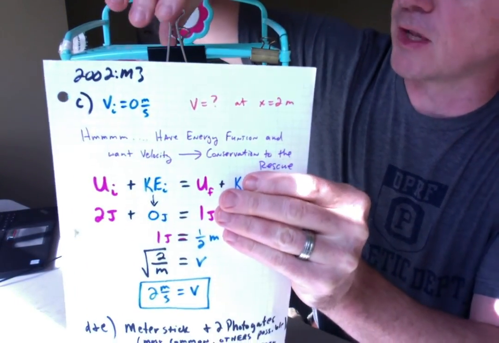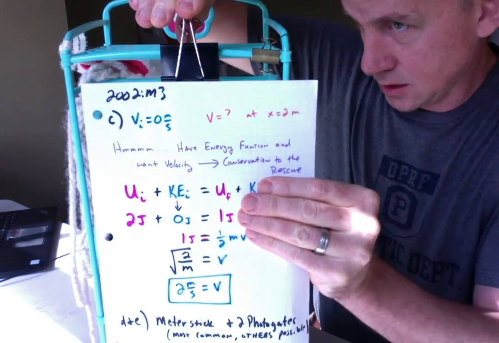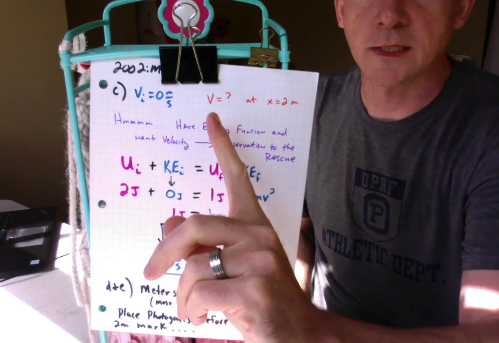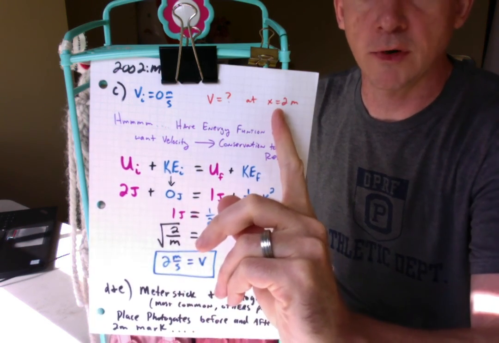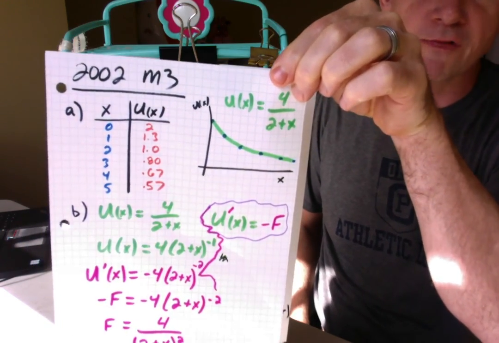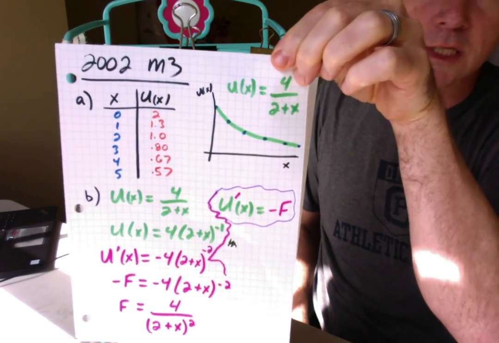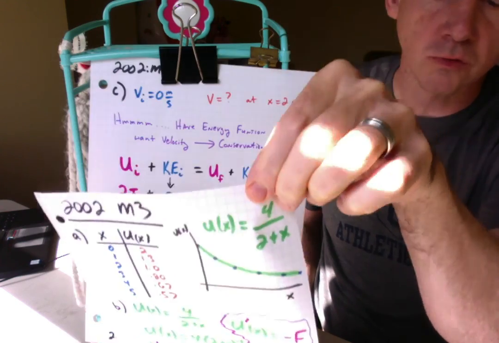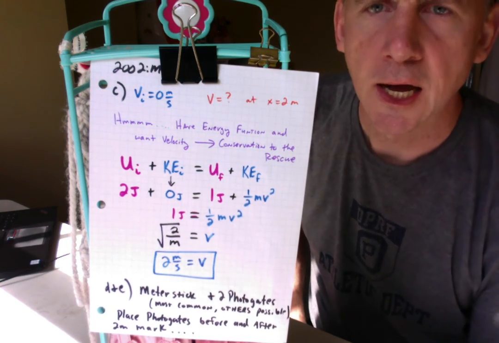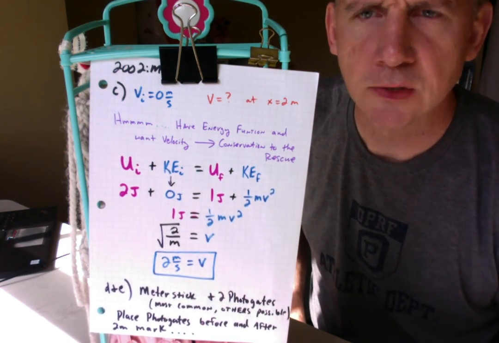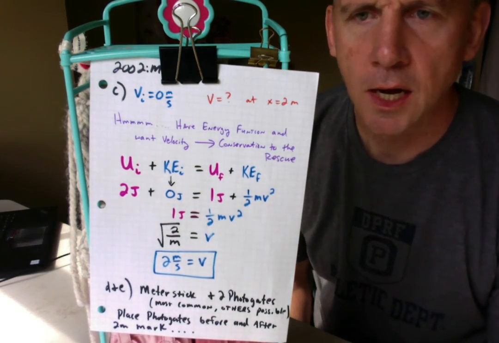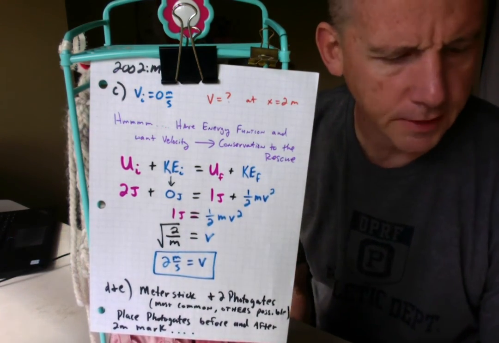Just ask for the speed, the velocity of this sucker if it starts from rest. So it starts from rest, and wants to know the velocity at a point. All right, before we were given the energy function and also the force we figured out. If we have energy, and we want to get velocity, we should always be thinking, I bet we can use the law of conservation of energy. The fact that energy cannot be created or destroyed, but can be transferred.